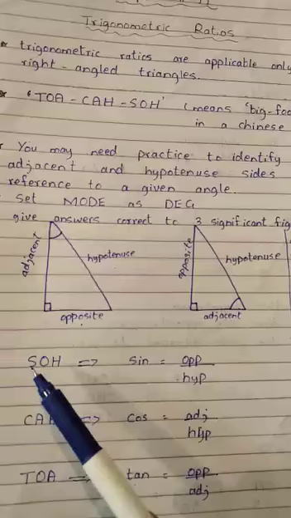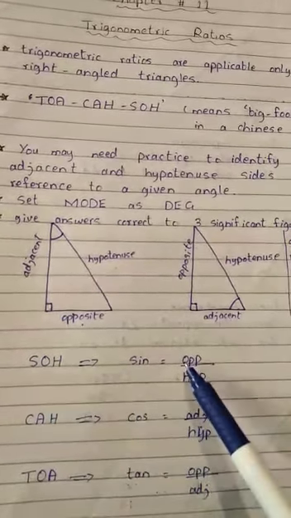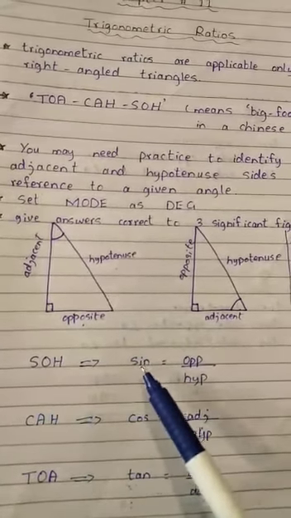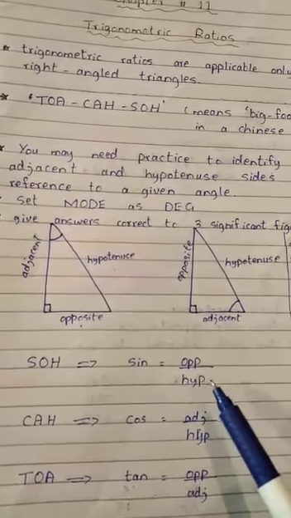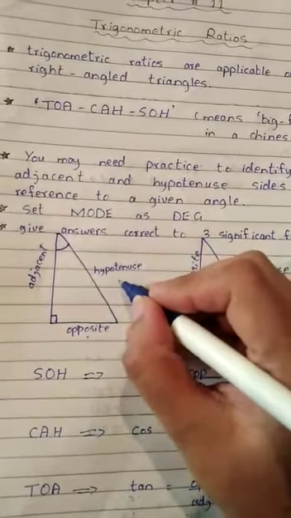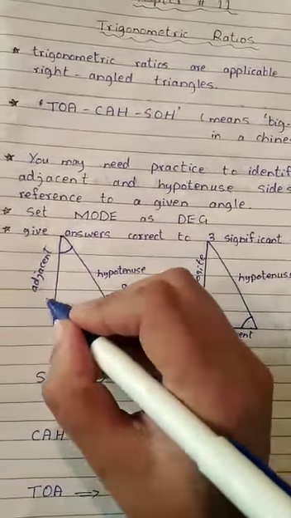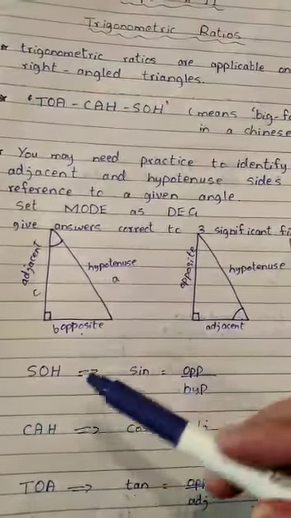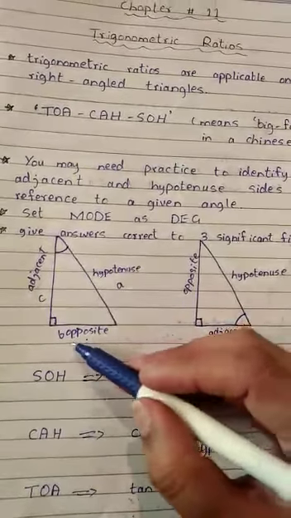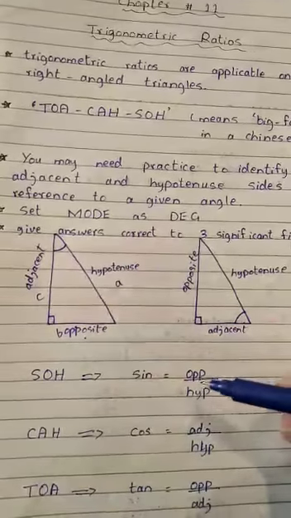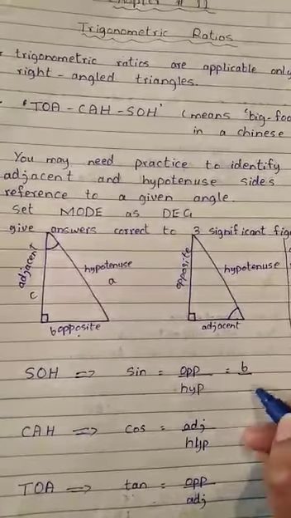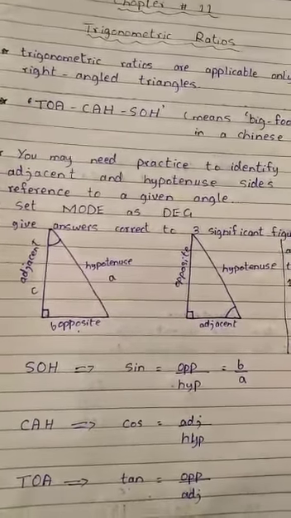Okay, so Soka Toa: S stands for sine, O stands for opposite, H stands for hypotenuse. So sine is equal to opposite over hypotenuse. Suppose we have this triangle, let's give the sides names A, B and C. If we find sine, sine is equal to opposite over hypotenuse, so which is the opposite side? B, and hypotenuse is A, so the answer would be B over A. Clear?